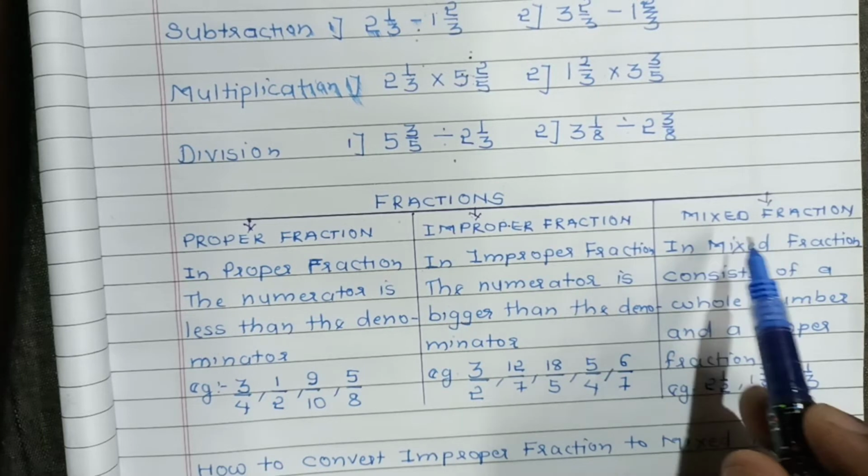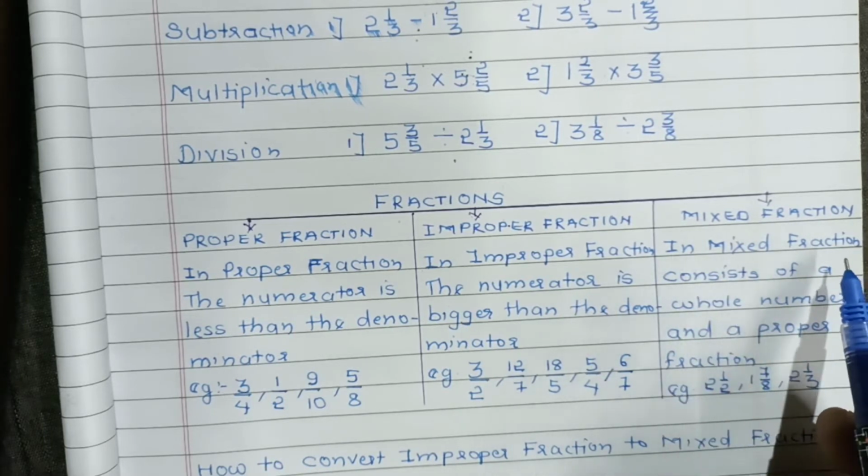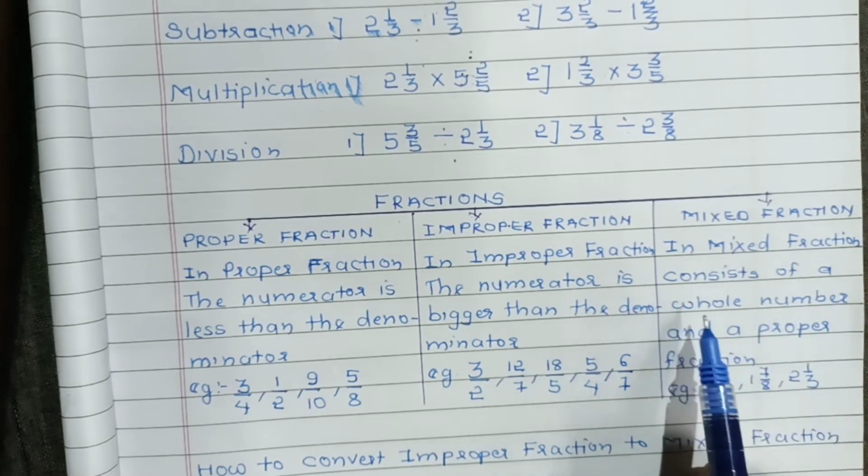Next one is mixed fractions. A mixed fraction consists of a whole number and a proper fraction. So these are the examples. 2 is a whole number and this 1 upon 2 is a proper fraction. It contains both a whole number as well as a proper fraction.